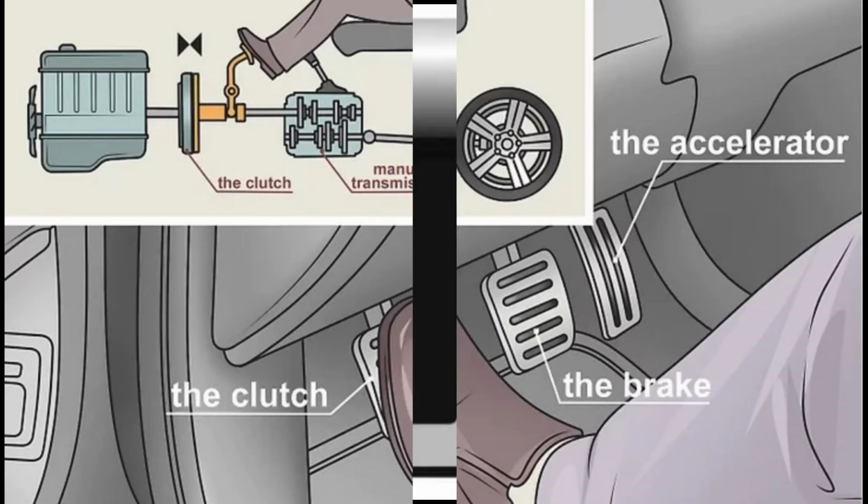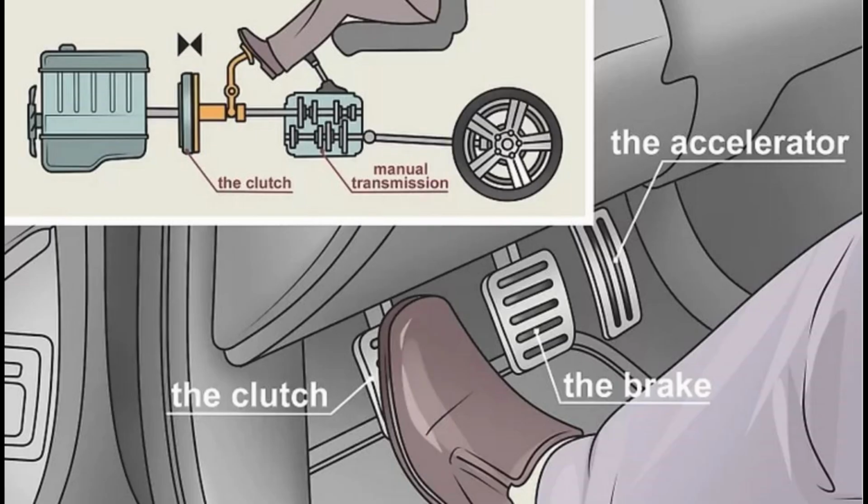Dual clutch transmissions, often found in sports and luxury cars, typically have 6 or 7 gears and use 2 clutches to enable extremely fast and smooth gear changes. Electric vehicles usually have a single-speed gearbox because electric motors can produce high torque over a wide range of speeds, reducing the need for multiple gears.